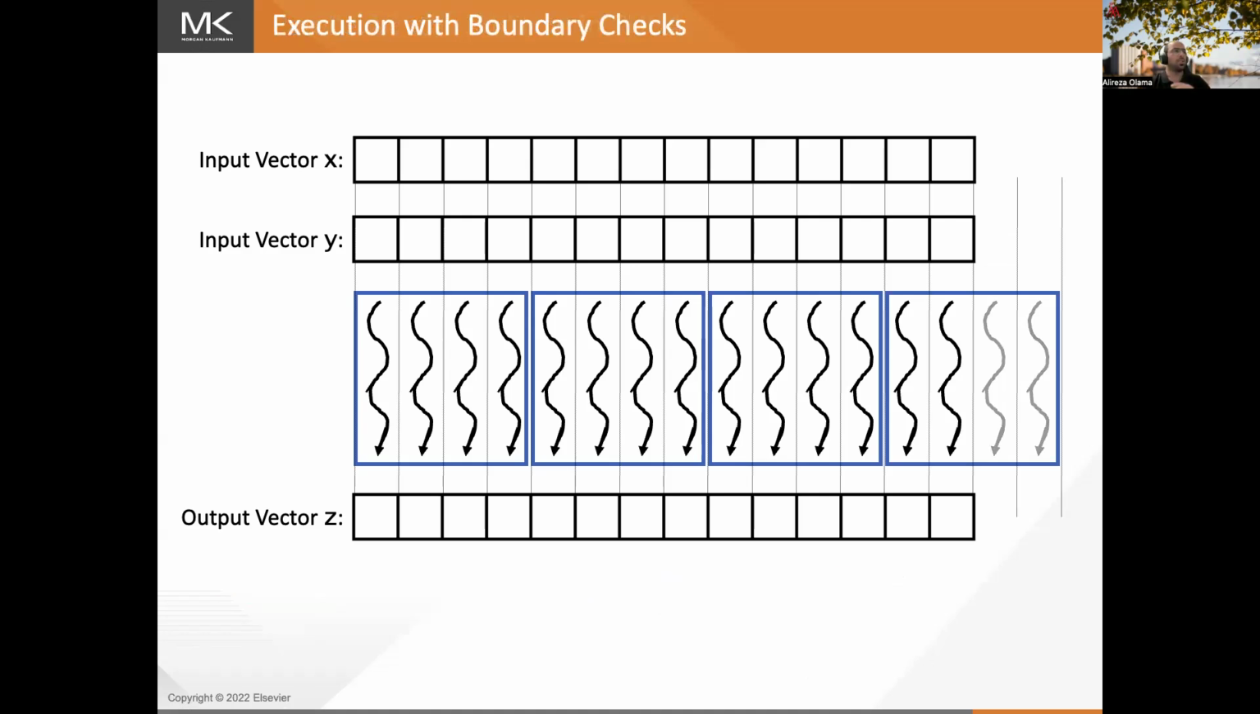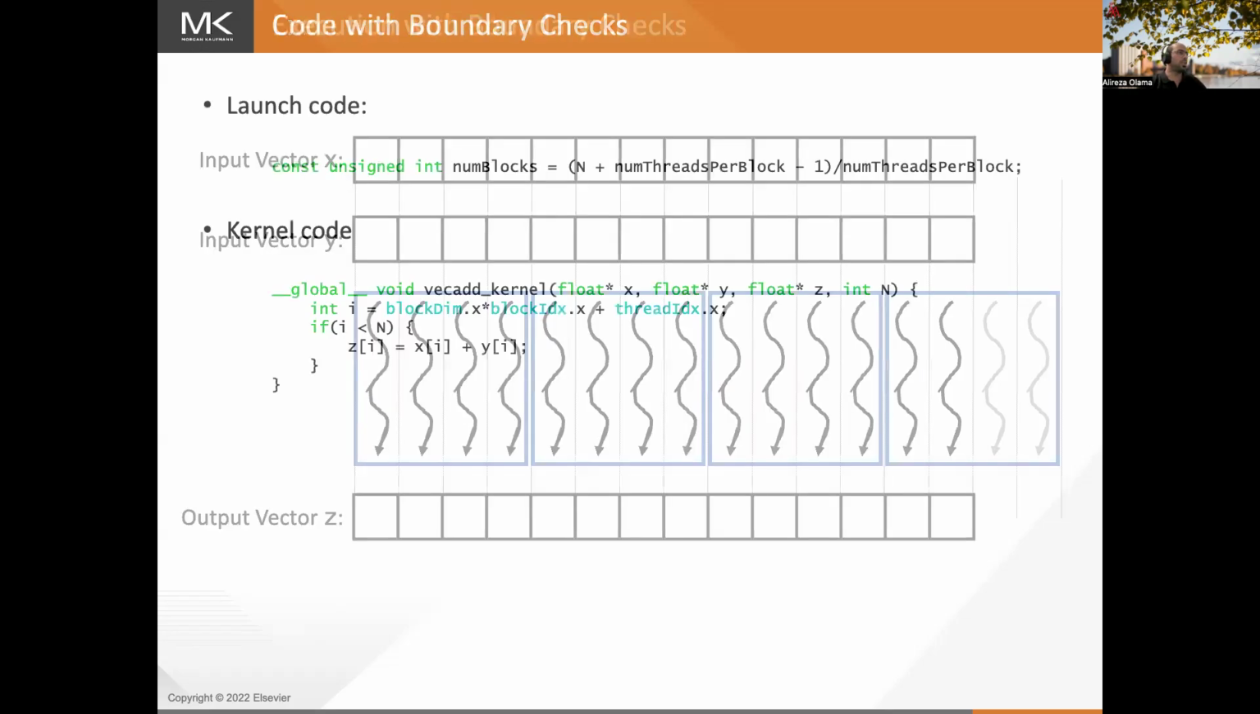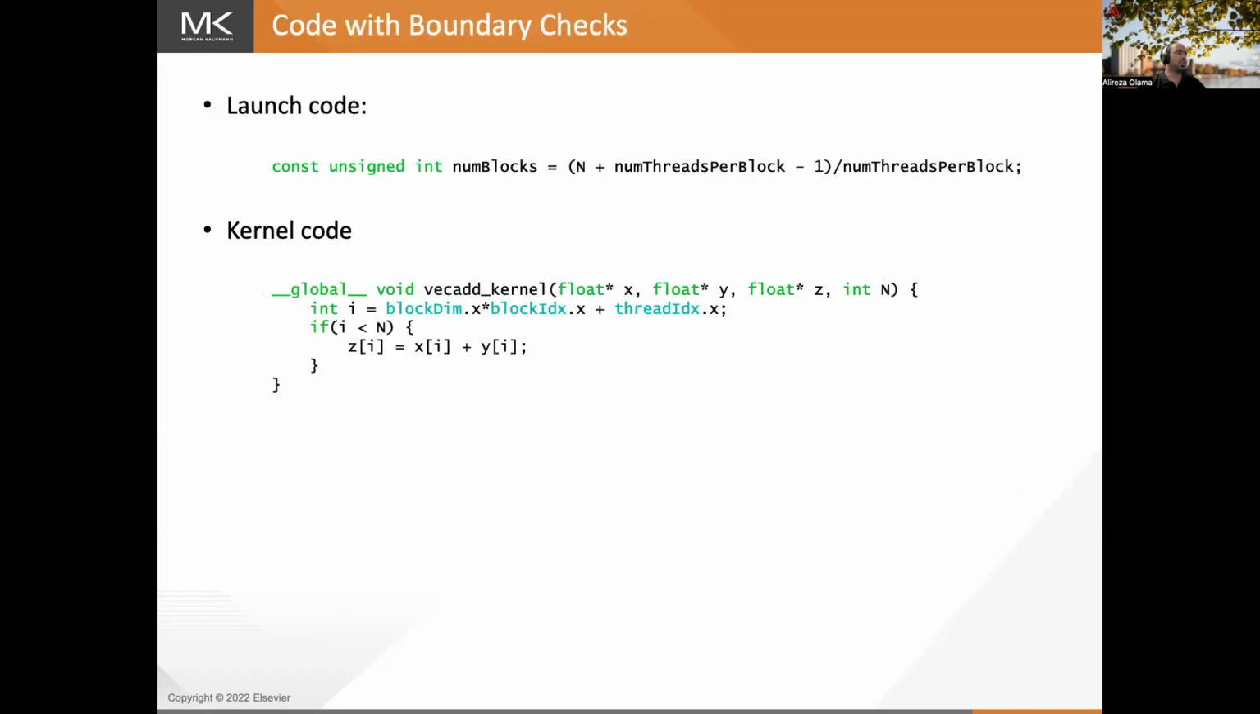So as I mentioned also, we might have more threads than the actual elements. So then you need to always check the boundary conditions. So in this case, with this if statement, we made sure that the threads that we don't need to perform some computations just ignore this computation here. Okay.